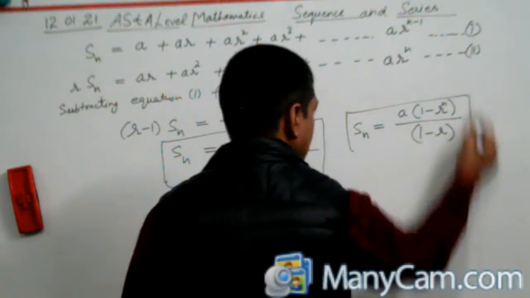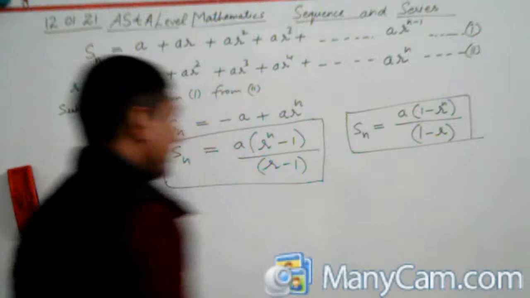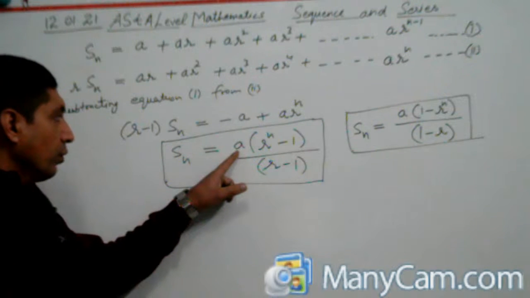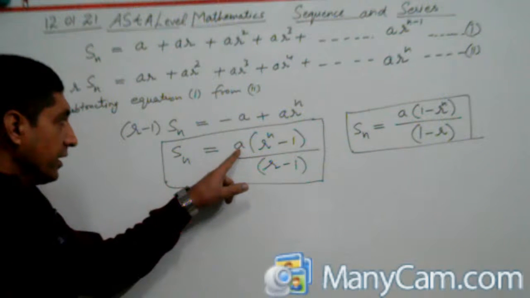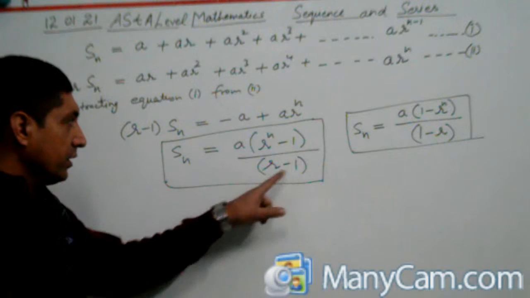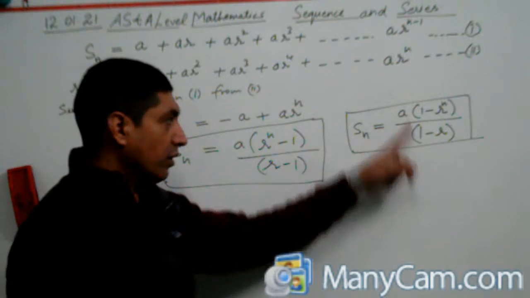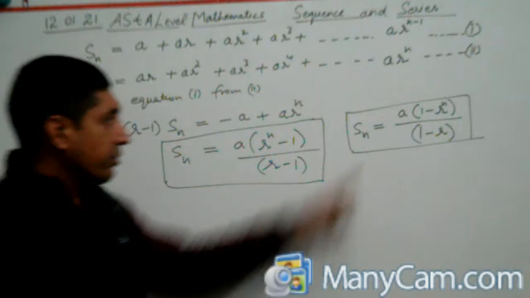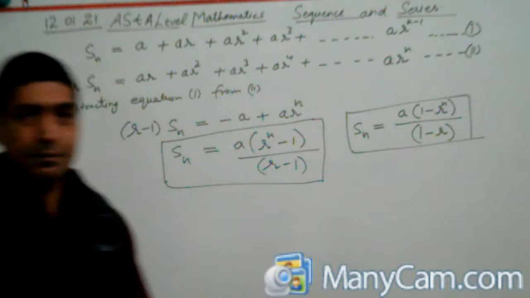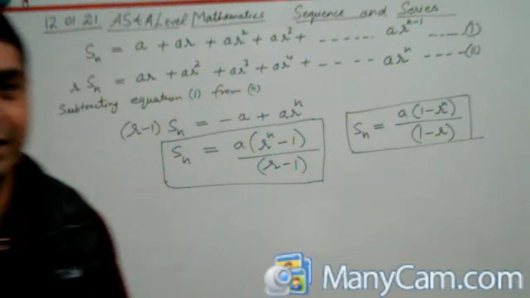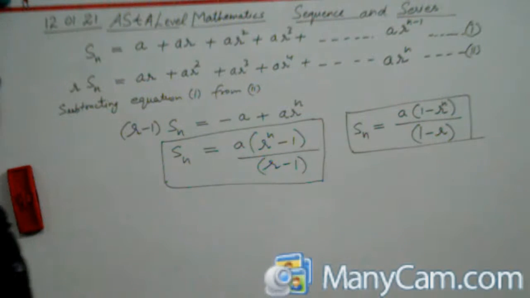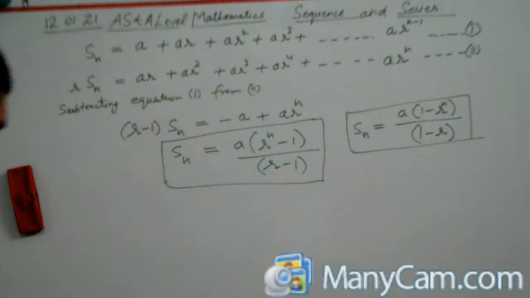Both are one and the same. Here 1 into A is equal to R raised to power n minus 1 into R minus 1, or here, because the sign of both numerator and denominator will remain the same. So in both ways you can write it. Okay, that is the sum of n terms of the GP.